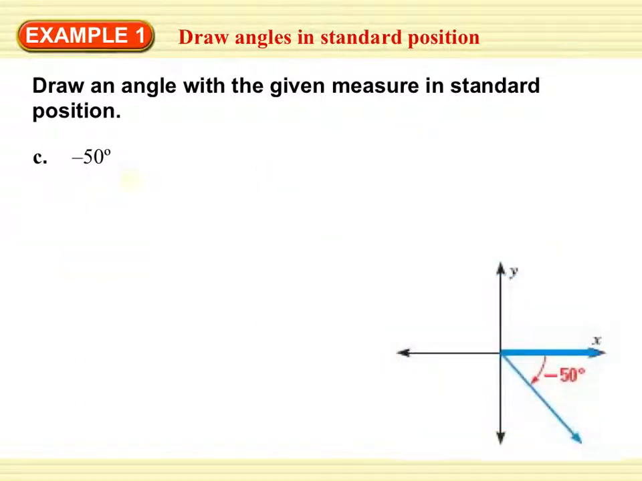Okay, last one. Now we're going negative. Negative means we go clockwise, not counterclockwise, clockwise. I know it's backwards, but negative, we definitely go clockwise. And we just go clockwise 50 degrees. Okay, so this right here is my angle.